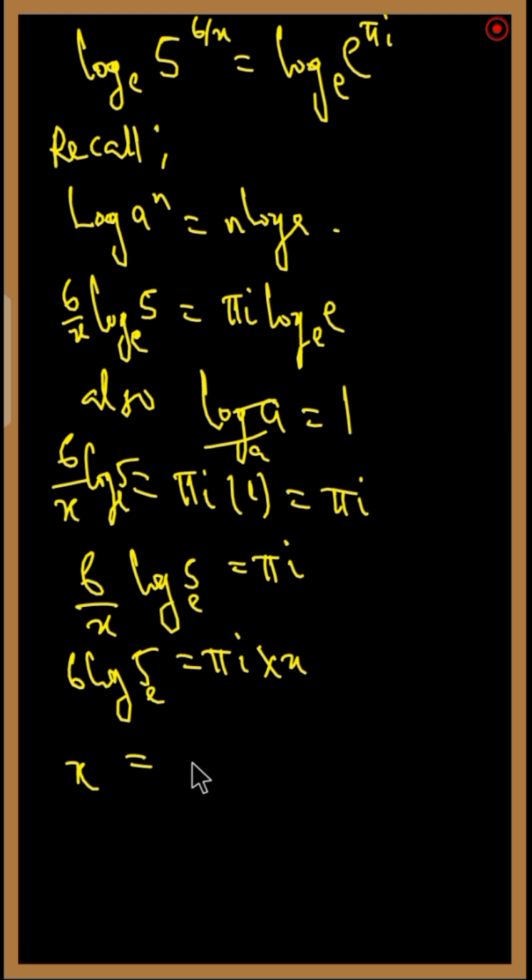Then I make x the subject of the formula. I have x is equal to 6 log to base e of 5 over pi i. The question we are asked is to find the value of x, and x has been expressed. So the answer is 6 log to base e of 5 over pi i.